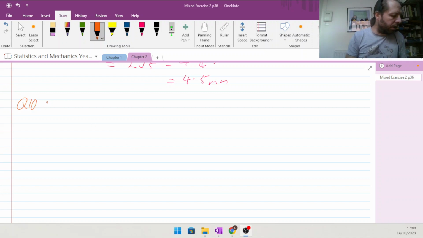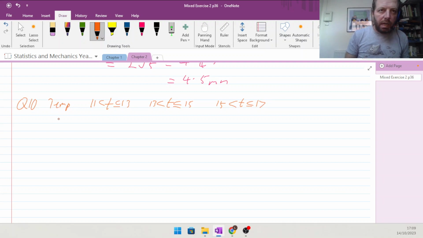Okay, so question 10 here. Mean temperatures recorded in Camborne during September. So we've got temperature and we are working with greater than or equal to 11, less than 13, then greater than or equal to 13, less than 15, and then greater than or equal to 15, up to 17. And we've got frequency: 12, 14, and 4.